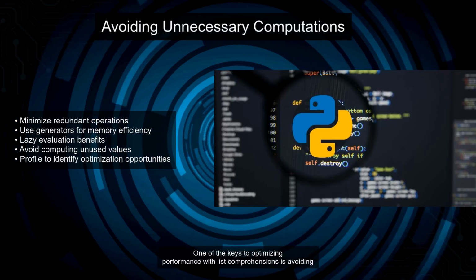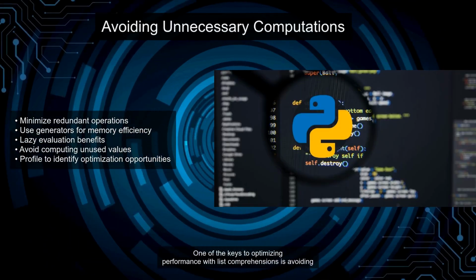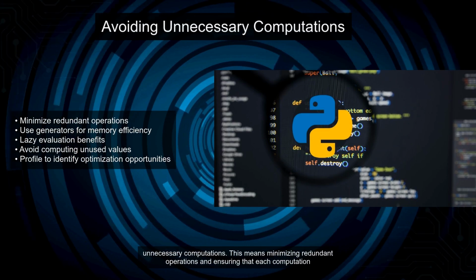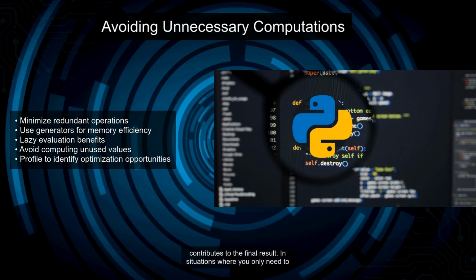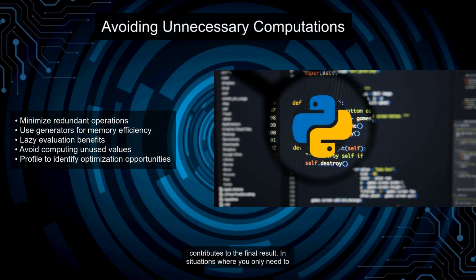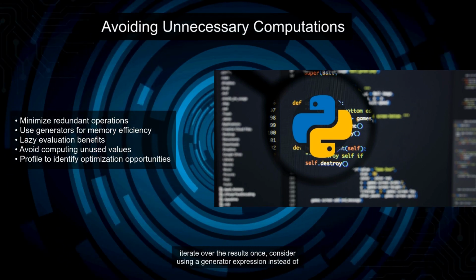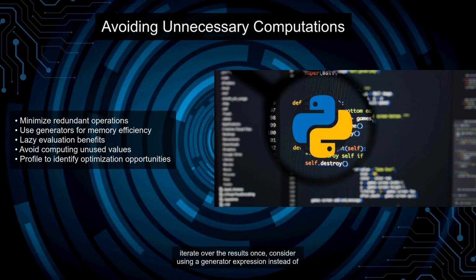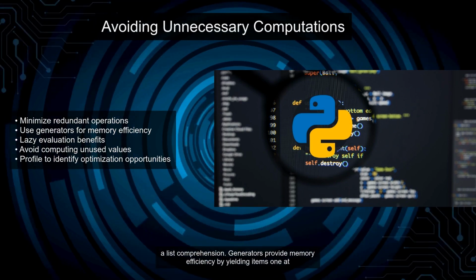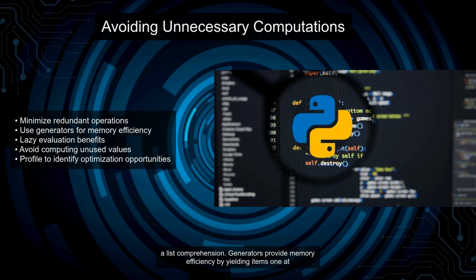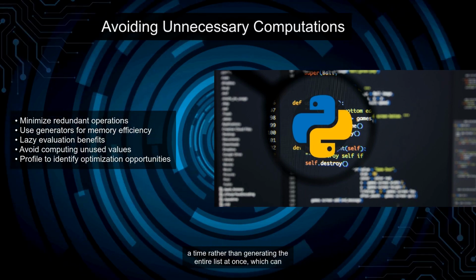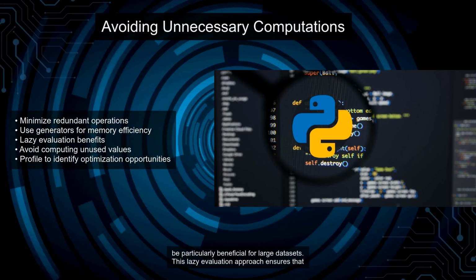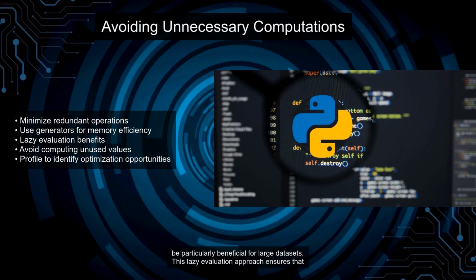One of the keys to optimizing performance with list comprehensions is avoiding unnecessary computations. This means minimizing redundant operations and ensuring that each computation contributes to the final result. In situations where you only need to iterate over the results once, consider using a generator expression instead of a list comprehension. Generators provide memory efficiency by yielding items one at a time rather than generating the entire list at once, which can be particularly beneficial for large datasets.